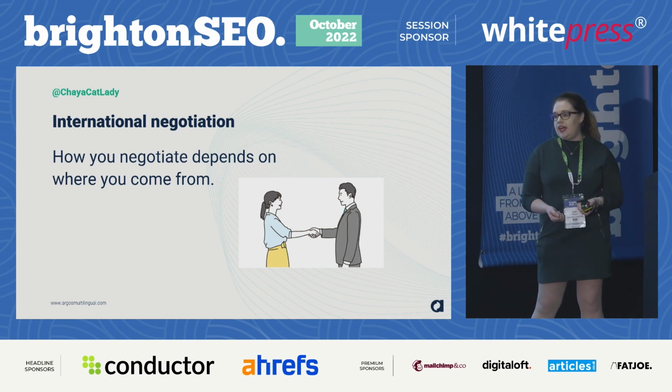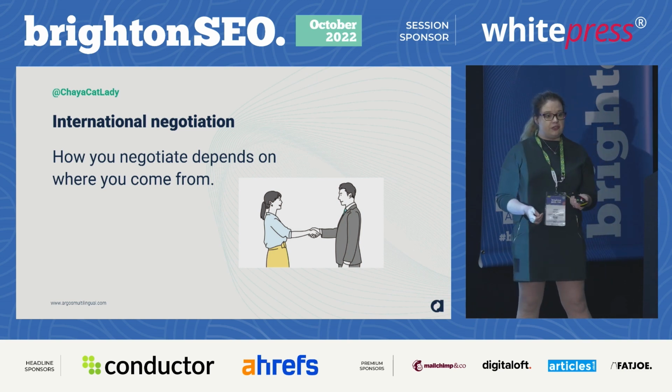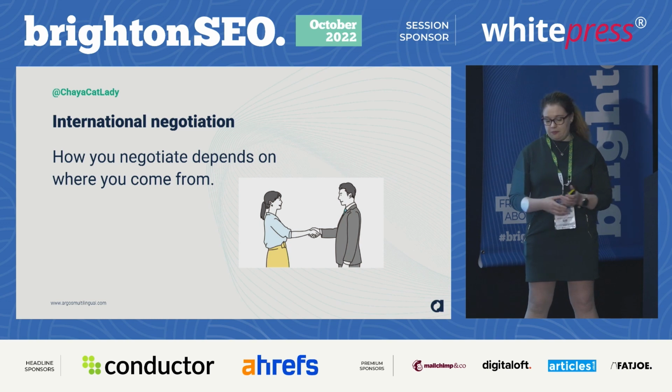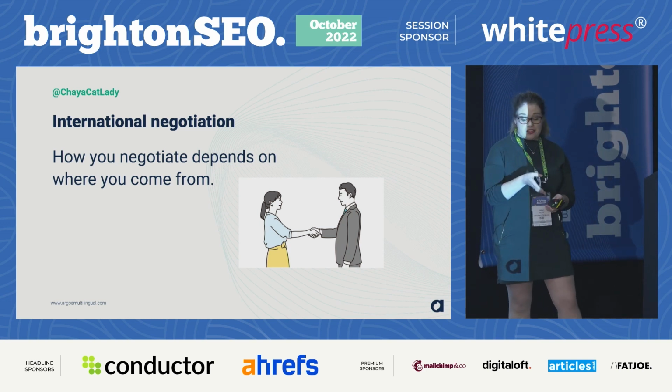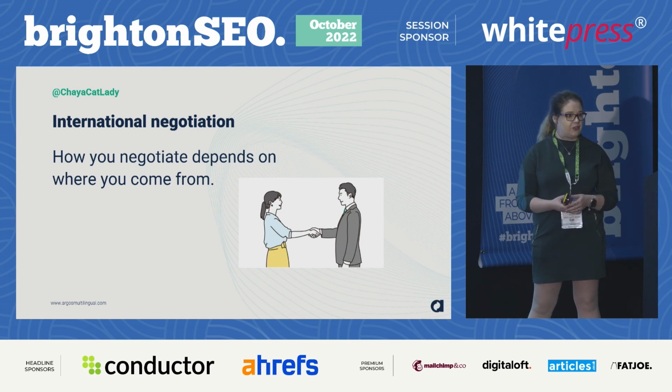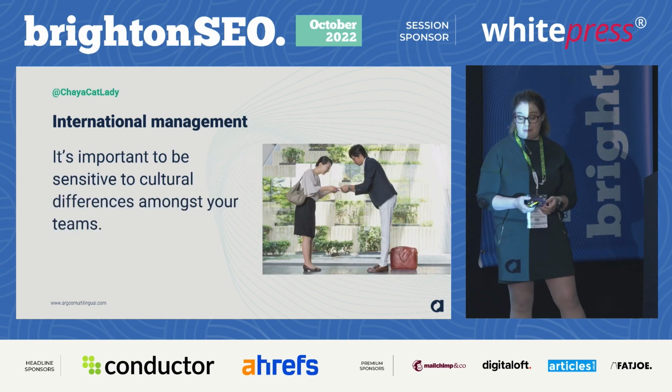In the UK here, if you're doing a business deal, for example, you shake hands at the end. That means you're done, you've made a deal, finished. Whereas if you're in the Middle East, you actually shake hands at the start of the negotiation, so you can understand where some of these miscommunications could come from.